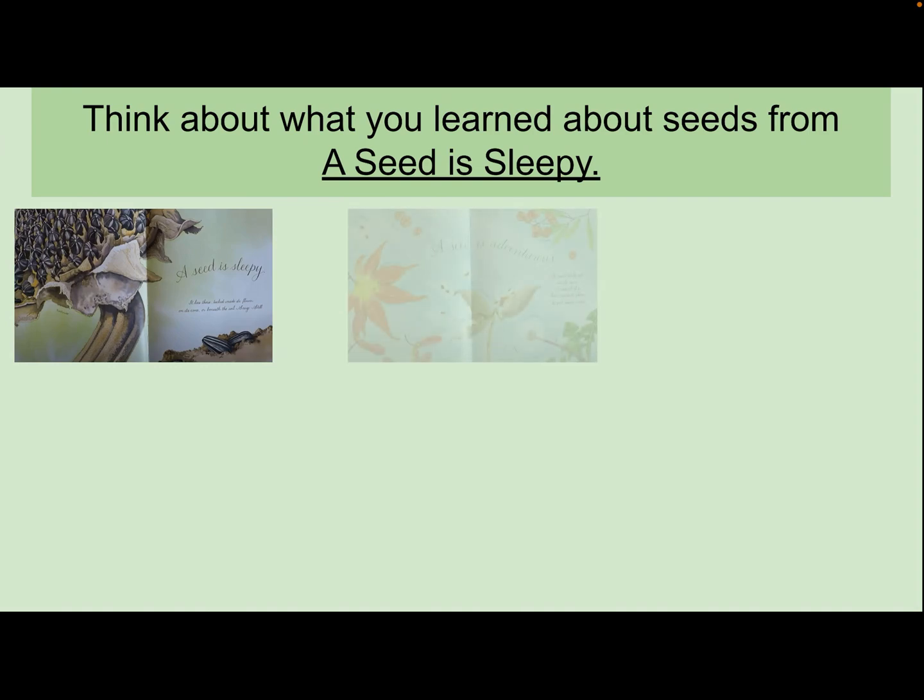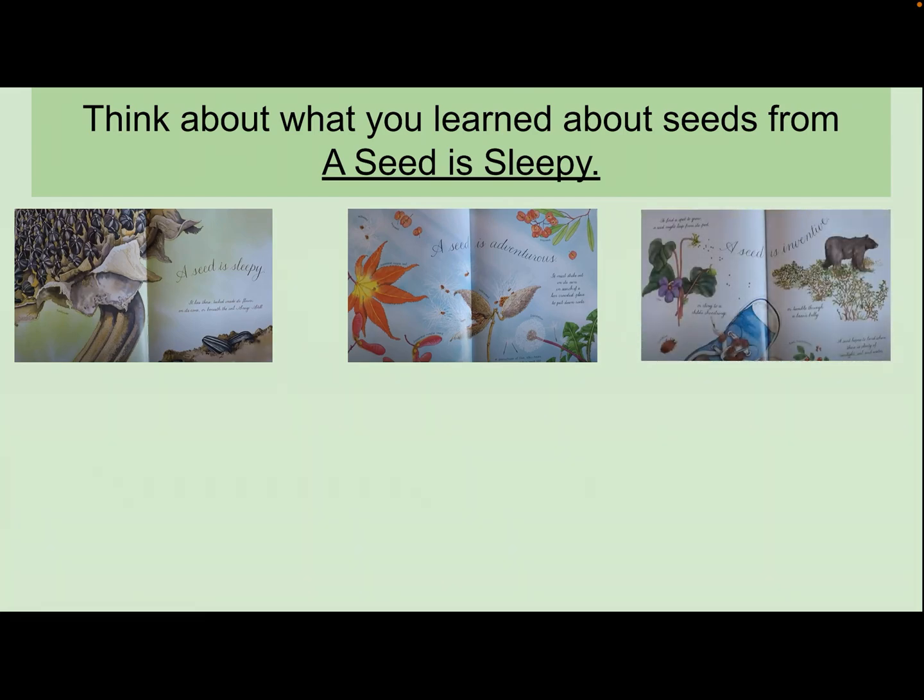What happened next? The author told us a seed is adventurous. It has to strike out on its own to find a less crowded place to put down its roots. After this, the author told us that a seed is inventive. It has to find a spot to grow, so it might leap from its pod, get stuck on a child's shoestring, or even tumble through a bear's belly. I think that might be one of my favorite parts of the book.